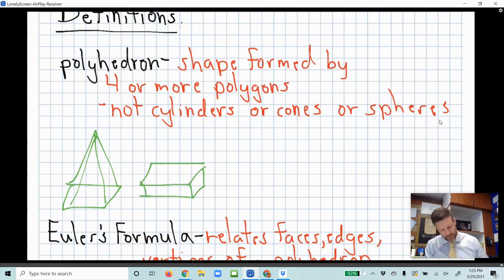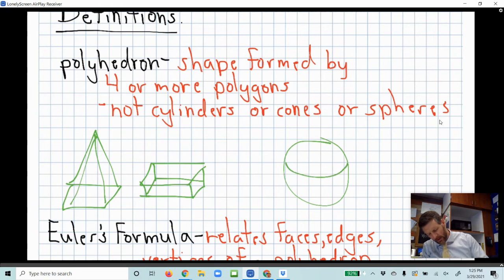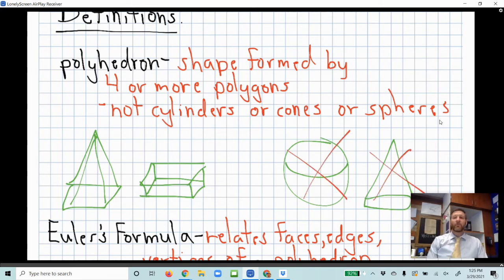Okay, any of these are your polyhedrons, whereas what are not your polyhedrons are things like a sphere, which we haven't talked a whole lot about yet, or a cone. The only reason I think they point that out in this lesson is because the formulas that we're looking at today really only apply to the polyhedrons, those with polygon bases and polygon sides, versus those with the curves and the spheres. Okay, so that's a polyhedron.